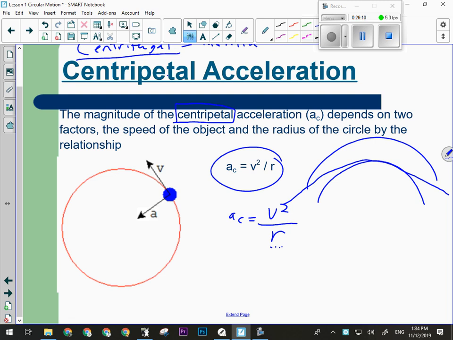So for centripetal acceleration, we have an exponential relationship with speed. Speed goes up, the acceleration goes up exponentially. If the radius goes up, the acceleration goes down in an exponential or linear way? Linear, because r isn't squared. So if I have twice as big a circle, I'll have half as much centripetal acceleration.